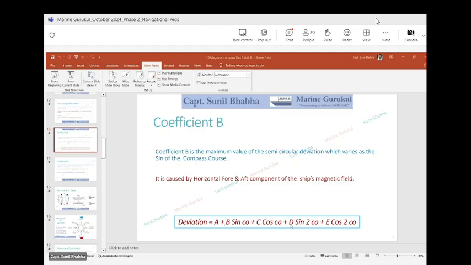Do this exercise. Put the course as 0 and calculate this. Then put it at 90, then 180, 270. You can do this with intercardinal headings too. That one is coming to 0, that one is done, that one is coming to 0. So do it with 45 also, same thing. You have the calculator.